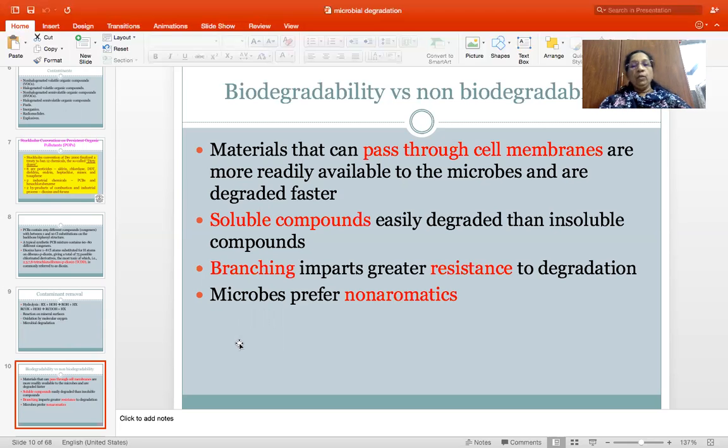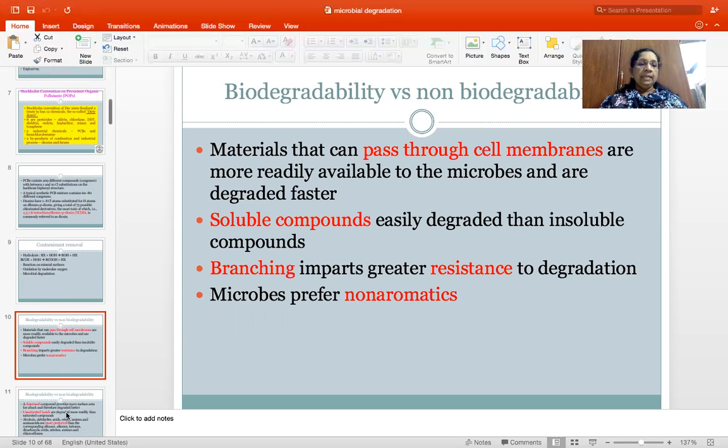And also microbes prefer non-aromatic compounds over aromatic compounds, and non-aromatic or aliphatic compounds are degraded more easily, because aromatic compounds always have the ring, and initially the energy required to break the ring will be high, so the degradation also will be very slow. So non-aromatic compounds or aliphatic compounds can be easily degraded.